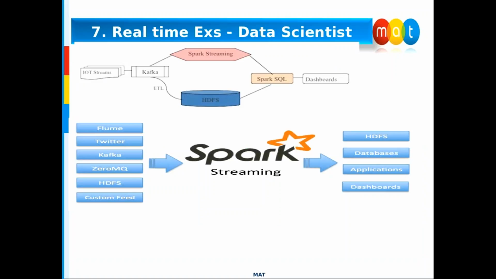Clear? Spark Streaming, as I told you, data may be in Twitter, data may be in HDFS. HDFS means the file system of Hadoop. This is more technical. We'll come back to this. Don't worry now.